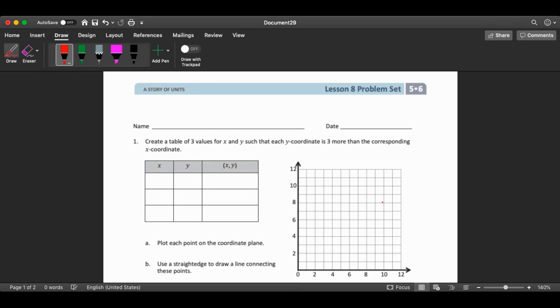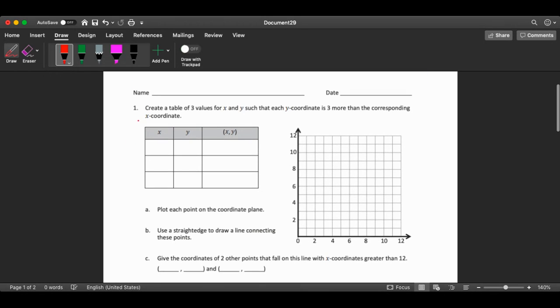So I'm going to start on page 42. This first video is going to cover pages 42 and 43, and then I'll make a separate video for pages 44 and 45. All right, so the directions here say, create a table of 3 values for x and y such that each y coordinate is 3 more than the corresponding x coordinate.